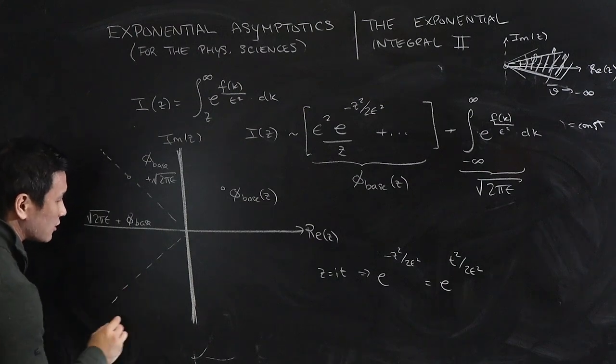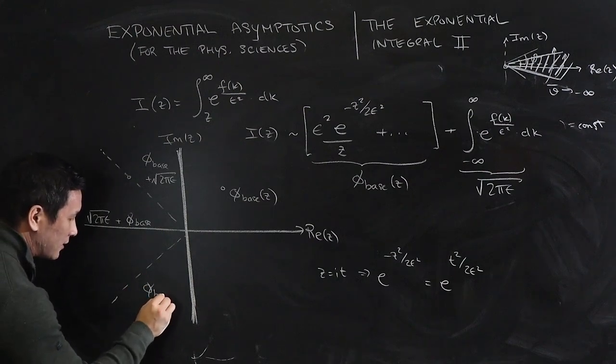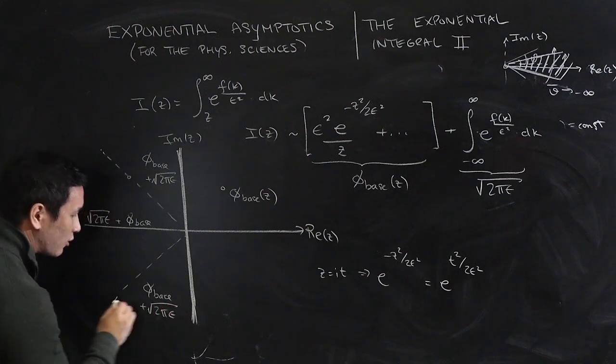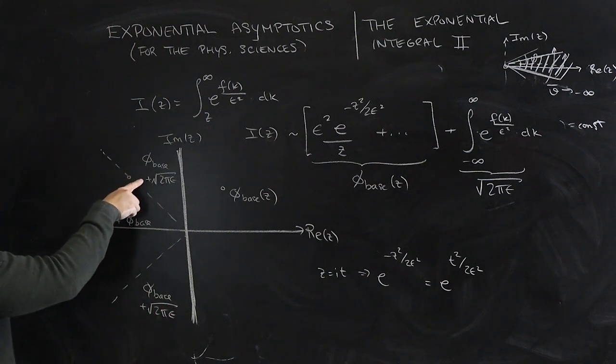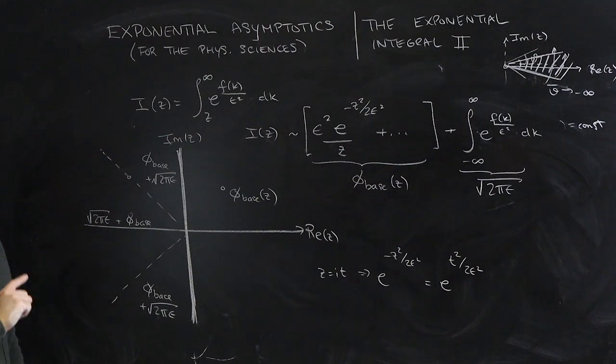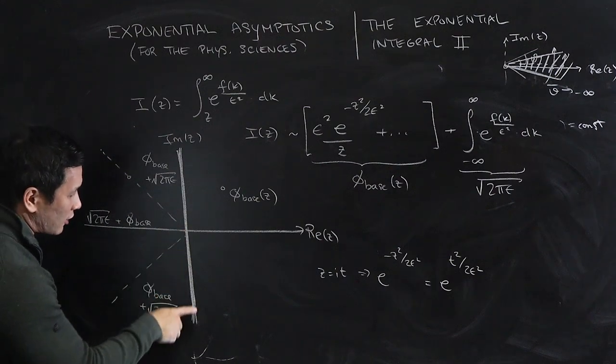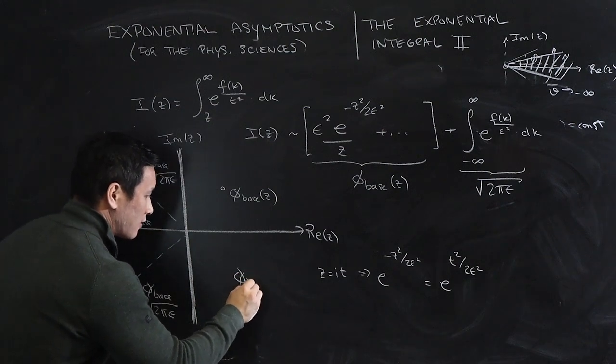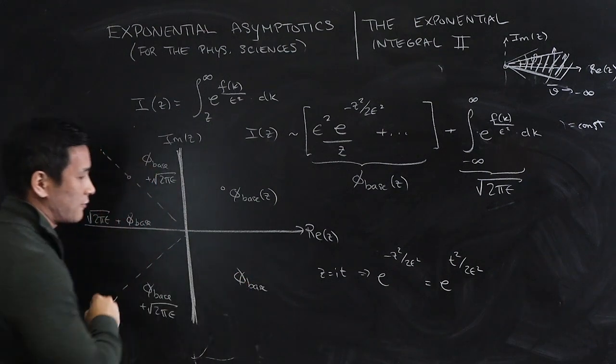And then they swap again at the dashed line. So in this region here, I'm going to write phi base plus root 2 pi epsilon. I'm going to use this convention where I write the order of the contribution to be first or second, depending on whether it's bigger or smaller. And then across this line here, which is the Stokes line, that contribution switches off.